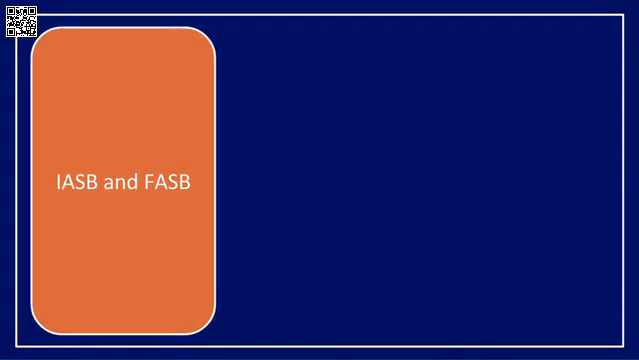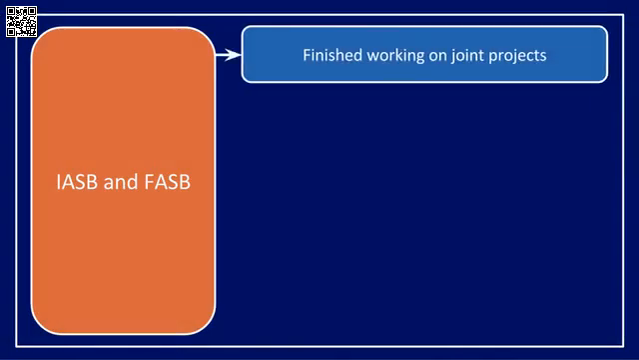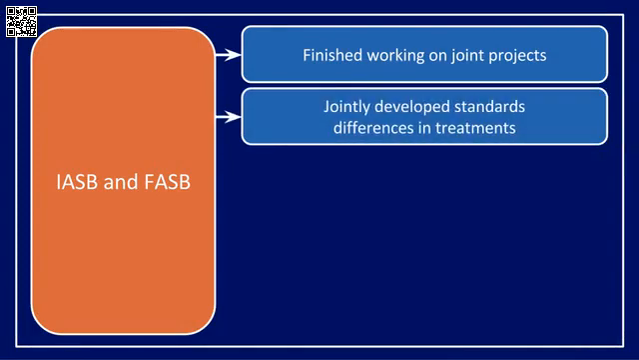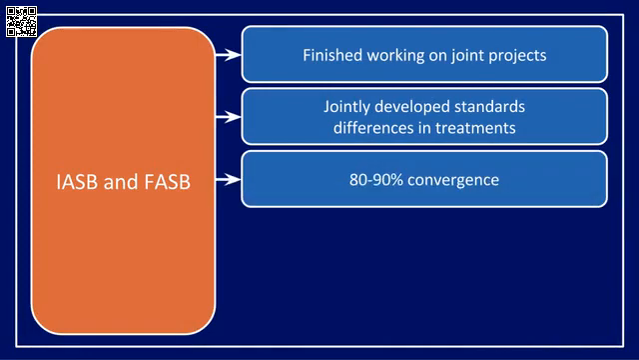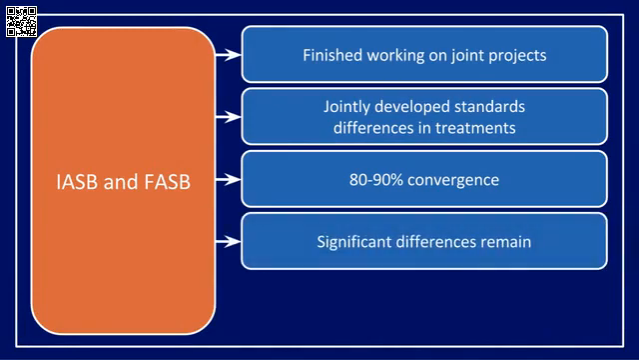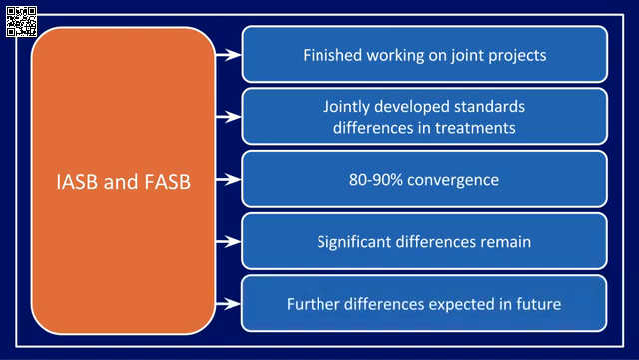It is also worth noting that the IASB and the FASB have now finished working on the joint collaborative projects. Even where standards have been jointly developed, such as financial instruments, leases, and revenue recognition, there will still be differences in the treatments developed by the IASB and the FASB. These differences, together with historical differences, means that convergence reached approximately 80 to 90%, but significant differences still remain, and with the joint projects at an end, further differences will arise in the future as the boards work on different projects.